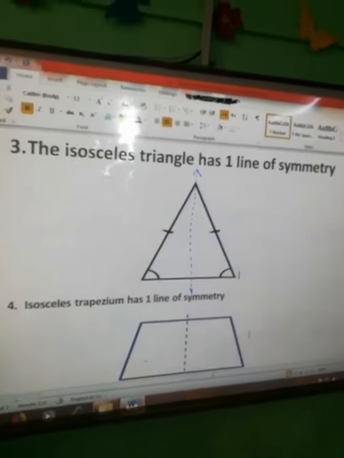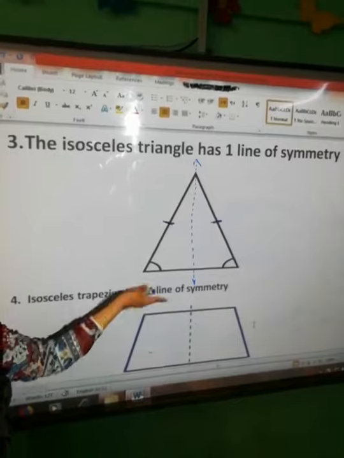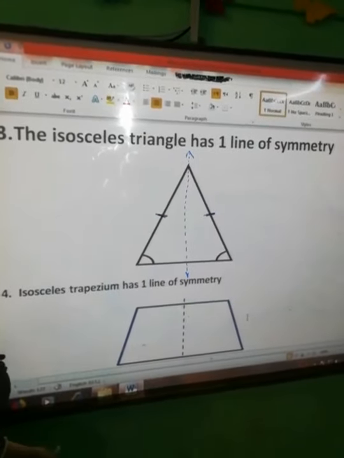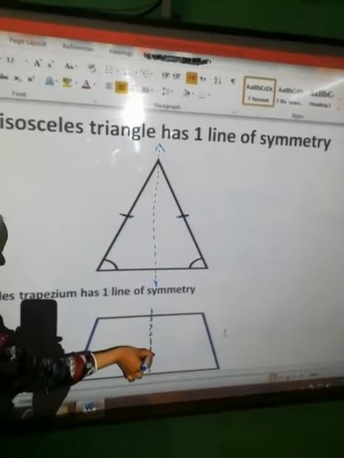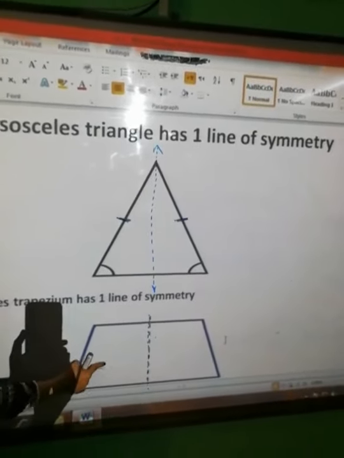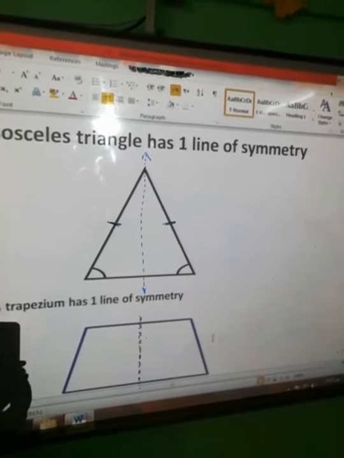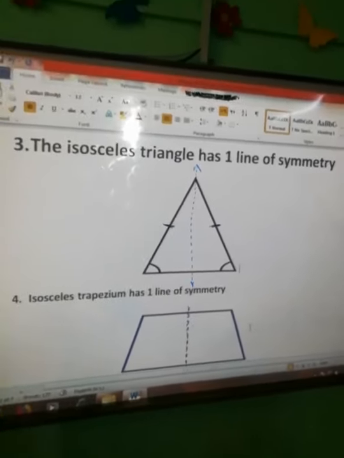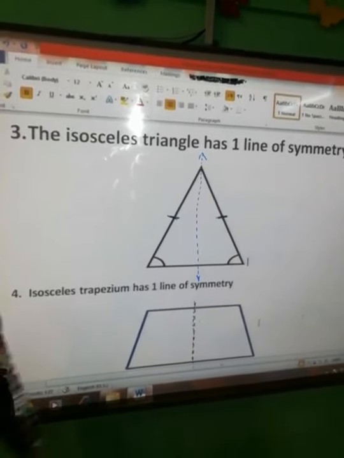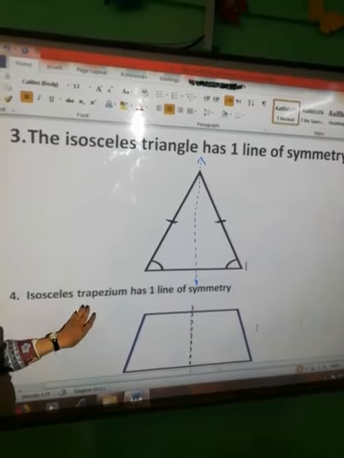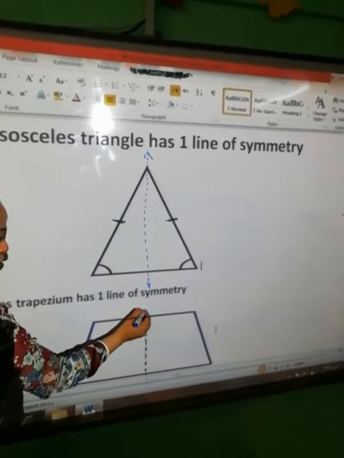Okay? Number four, isosceles trapezium, yes, has one line of symmetry. We draw a line of symmetry, we get this part, it's congruent to this part. Okay? So, isosceles triangle has one line of symmetry. Isosceles trapezium has one line of symmetry. Okay, Junior 4?